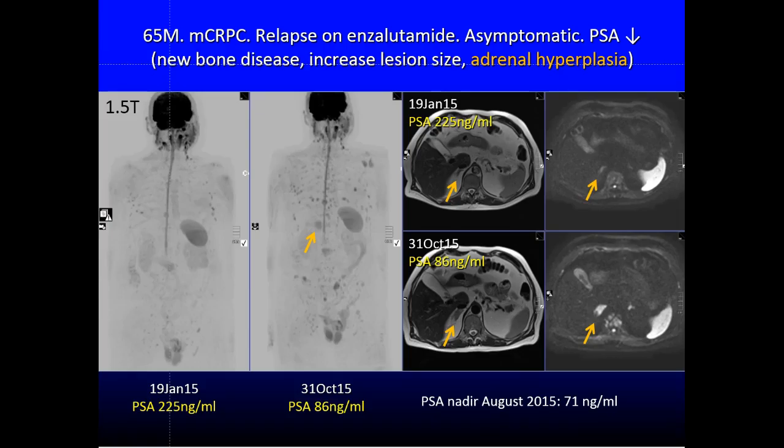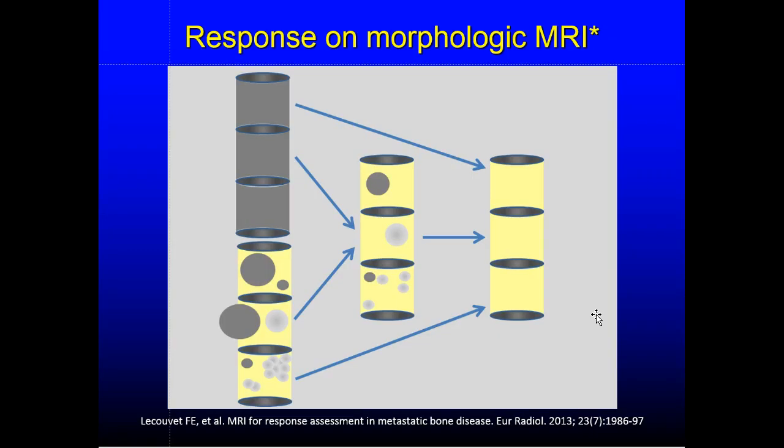Here's the same patient looking at the whole body scan. We can see many more lesions within the skeleton, and in fact you'll notice the emergence of an adrenal lesion. This is in fact just adrenal hyperplasia because you're affecting the androgen axis. Regression of abnormalities can then equate to the presence of response.